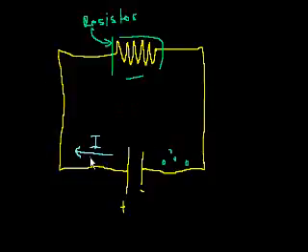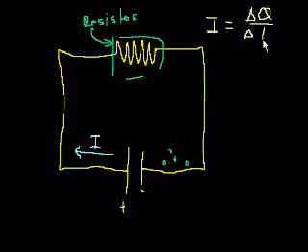So current, even though the convention is it flows from positive to negative, is actually just the flow of charge per second. So we could write that down. I'm saying this in kind of a disjointed way, but I think you get what I say. Current is flow of charge, so change in charge, per second, or per change in time.